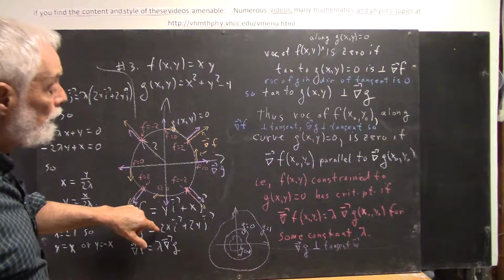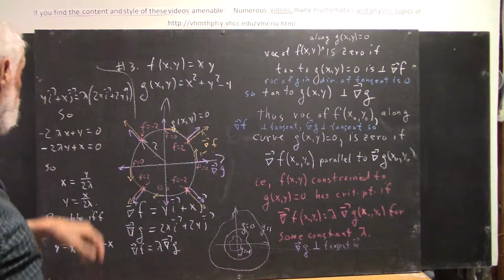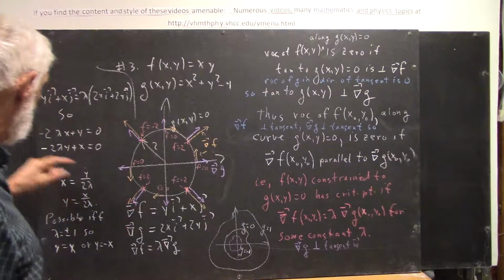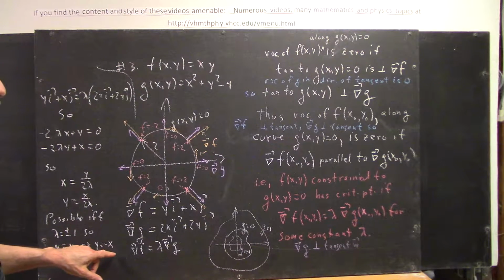y equals 2 lambda x means negative 2 lambda x plus y equals 0. And j component equal j component gives us this equation, giving us x equals y over 2 lambda, y equals x over 2 lambda. Possible if and only if lambda equals plus or minus 1. You can work out the details of that. Which happens then only if y equals x or y equals negative x.